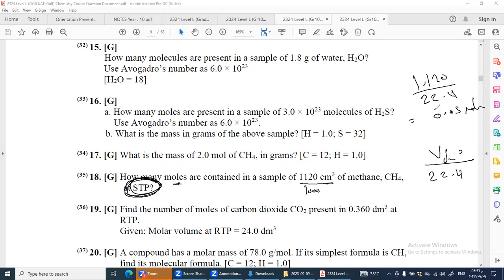0.05 mole. Okay. Find the number of moles of carbon dioxide CO2 present in 0.36 decimeter cubed at RTP. عايز هنا at RTP يعني هيبقى الفوليوم decimeter cubed over 24. طيب الفوليوم بكام؟ 0.36 over 24 بكام؟ 0.015 moles.